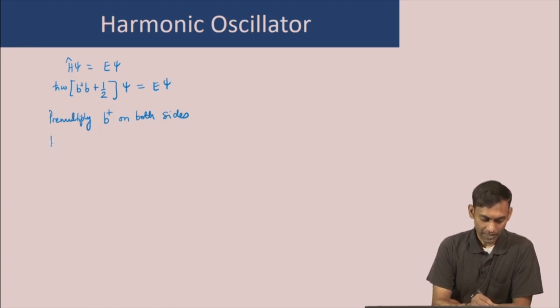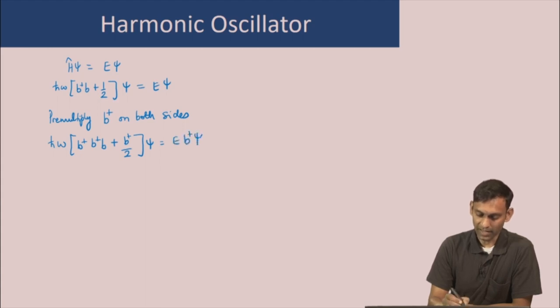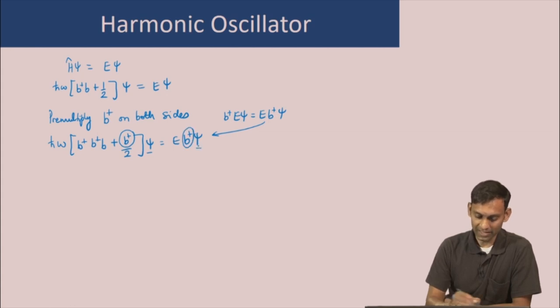That gives ħω (B†B + ½) B†ψ = E B†ψ. B† is a linear operator, and so I could write B†(Eψ) as E times B†ψ, which is what I have here. Now, we notice in this equation that we have a B† operating on ψ here, but in this term we have B operating on ψ.